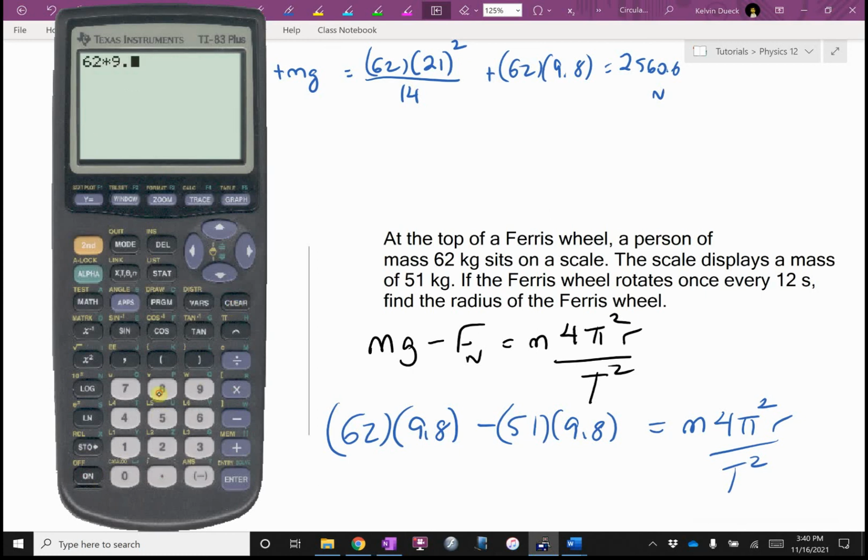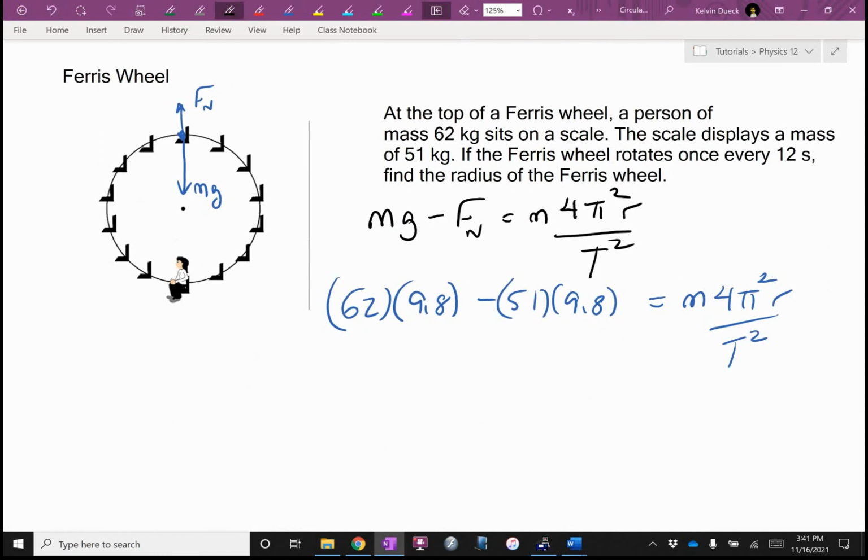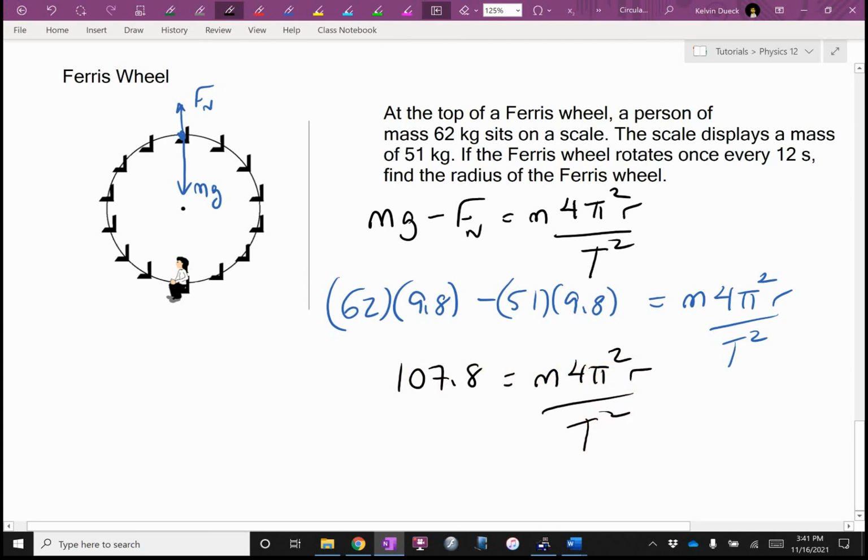62 times 9.8 minus 51 times 9.8. 107.8. That's better. So I get 107.8 equals m 4 pi squared r over t squared. And now I have one fraction equals one fraction because this is over 1. So stuff can move diagonally. That's going to go there. That's going to go there.